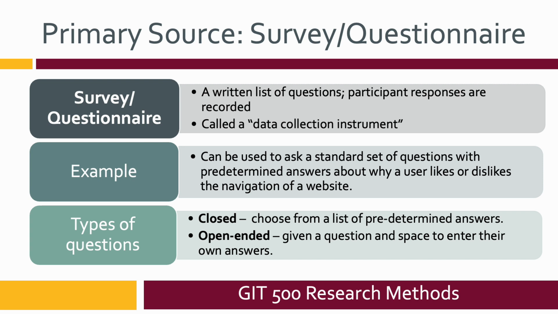For example, you can use a survey to ask a standard set of questions with predetermined answers about why a user likes or dislikes the navigation of a website. There are two types of questions. There's a closed question, which I'll show you here in a minute, where participants have to choose from a list of predetermined answers. And then open-ended questions are when the user can basically enter their own answer.